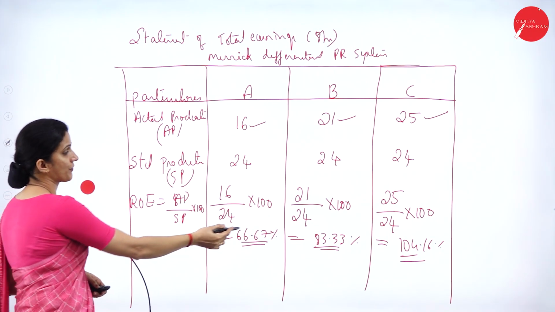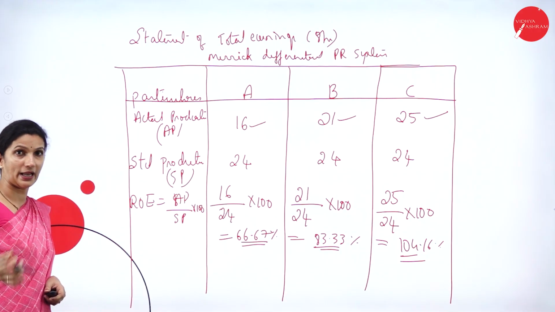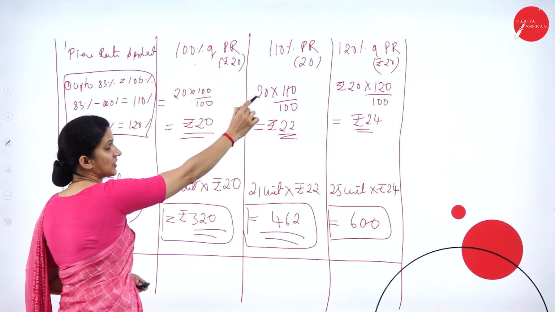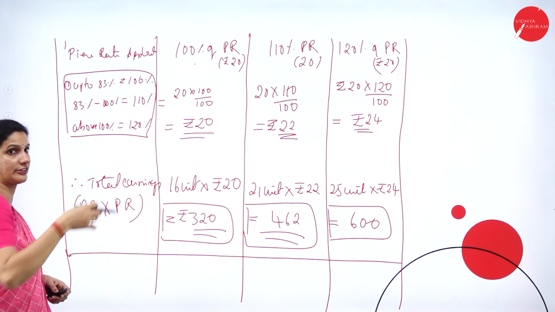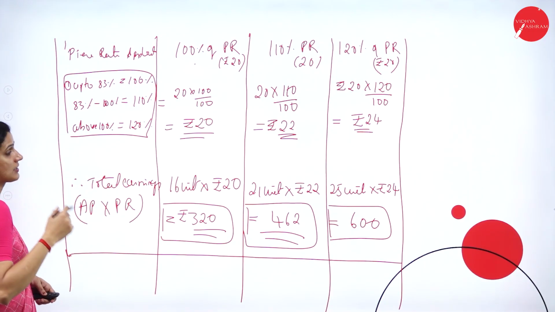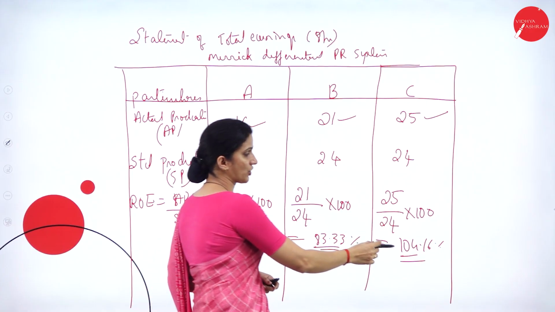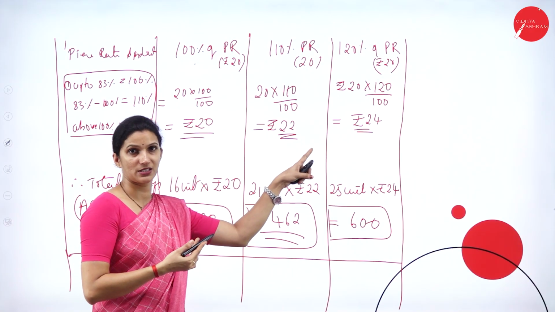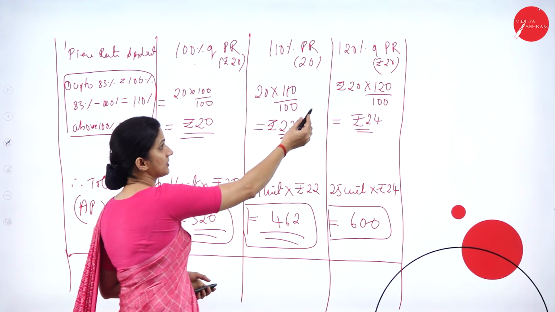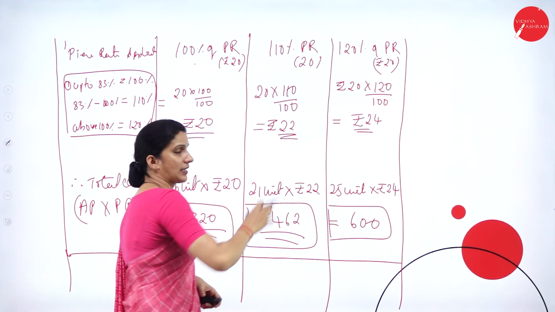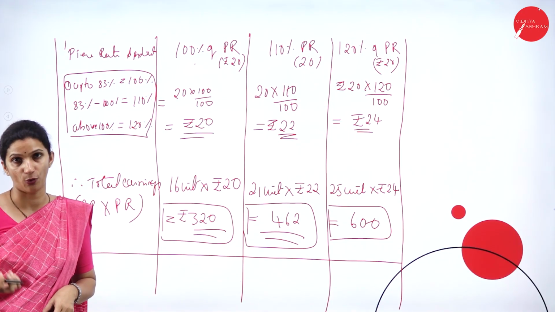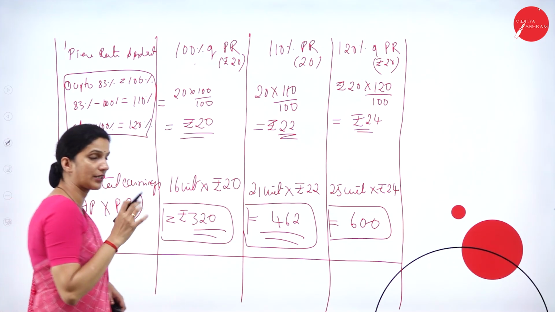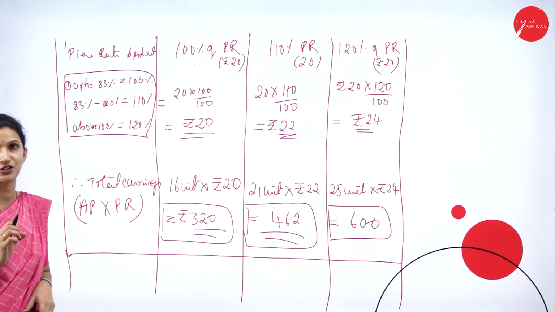Suppose his rate of efficiency is above 83 and below 100, then he will get 110% of piece rate, that is 20 into 110. Suppose any worker's rate of efficiency is above 100, he will get 120% of the piece rate, that is 20 into 120. So the piece rate applicable for him is rupees 24. So this is the multiple piece rate given to the worker based on their efficiency.